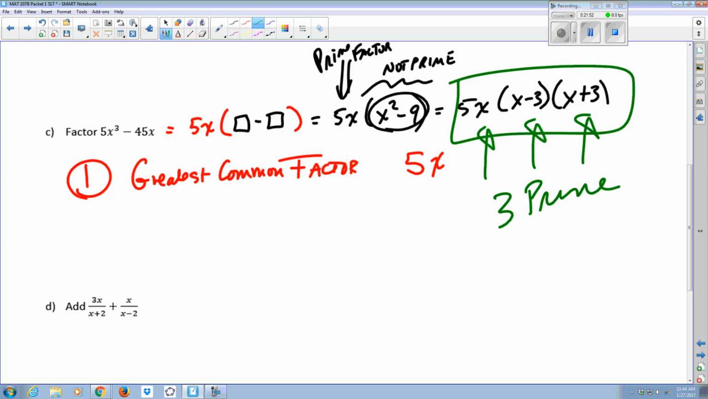Notice something. This doesn't always work, but often when you have this, called a polynomial or a binomial, notice the highest power is 3 and you have 3 prime factors.